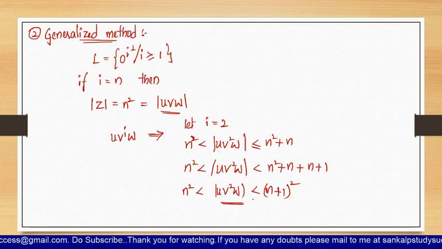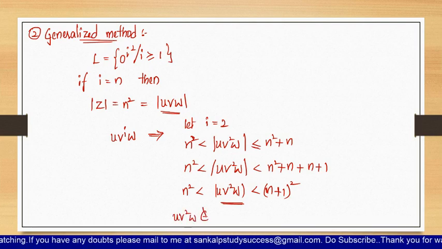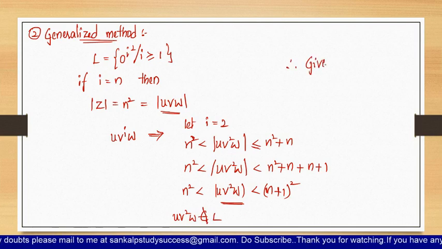If it is lying between two consecutive squares, then it will not lie in our given language, right? Because the given language consists of only the perfect squares. So this will not lie in our given language. Then you can say that u, v square, w does not belong to L. So if it does not belong to L, then you can say that the given language L is not regular.